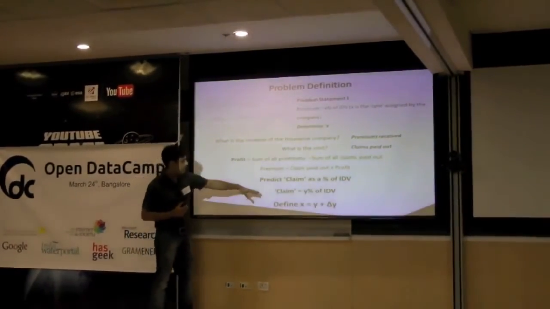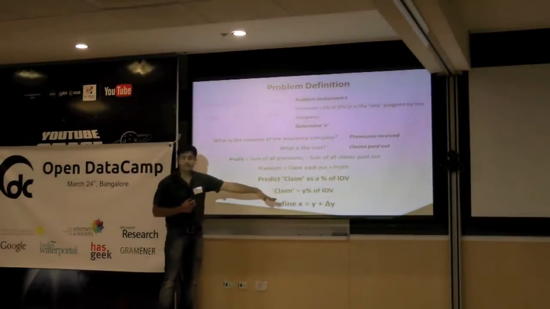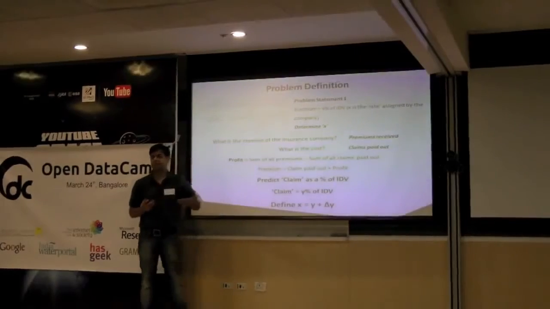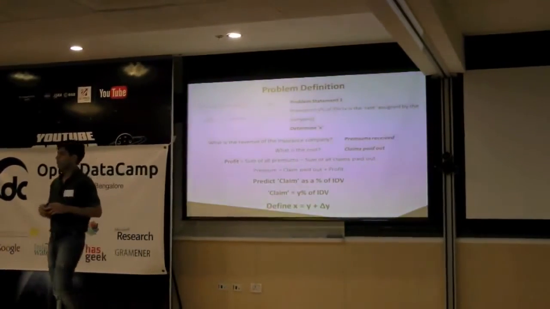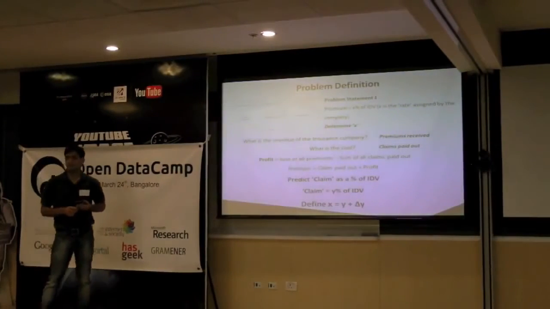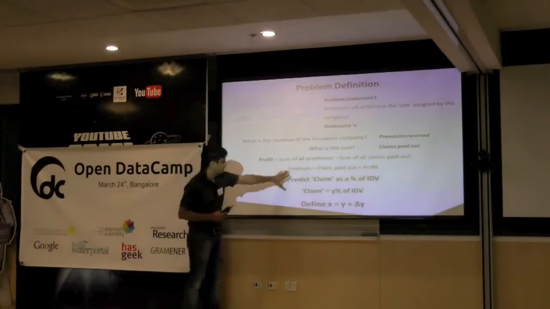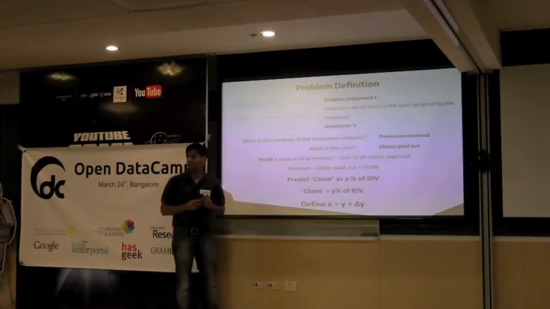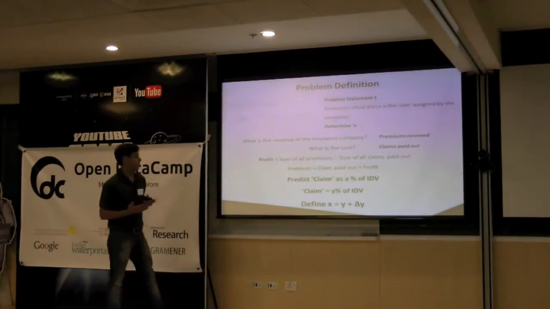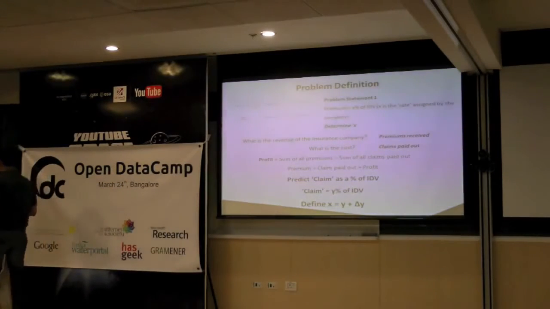And once we've defined claim as Y percentage of IDV, then there's a delta that we can add to it, that's a business decision on what amount of profit they want to keep. And we can decide on X, right? So given the problem that the business had, this is how we just converted it into an analytical problem. So now the goal of our exercise is to predict claim as a percentage of IDV.